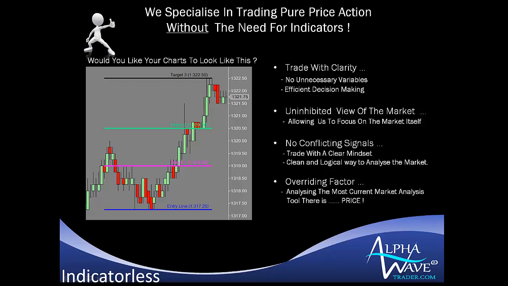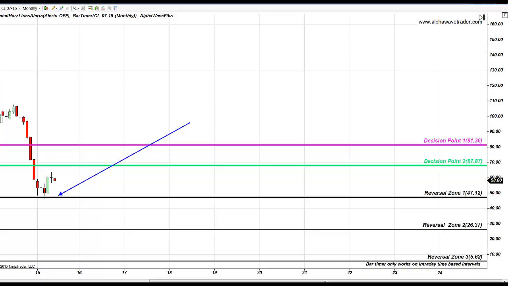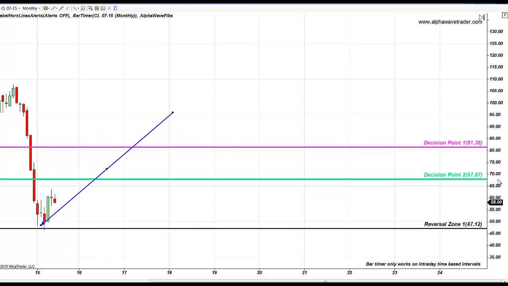And one of the ultimate tests of all, do you know when to stay out of the market? Do you know when not to trade? Do you know what not to short into? This is not the place you want to short oil into. When price comes to reversal zone, you monitor for reversal. That's all you have to do.